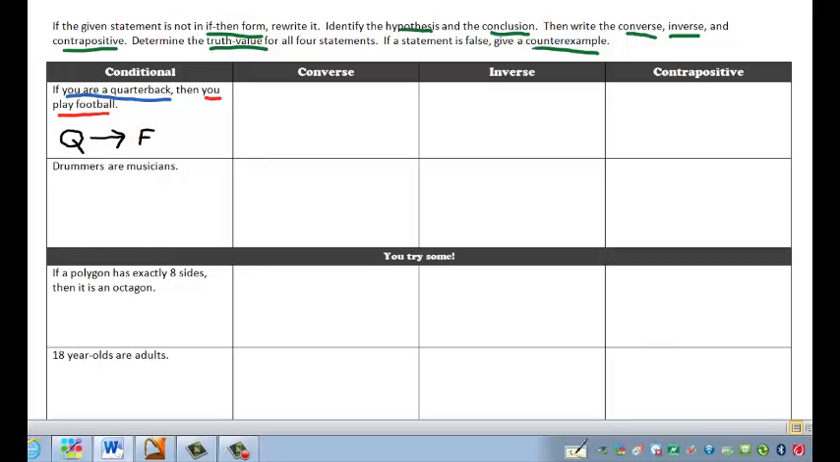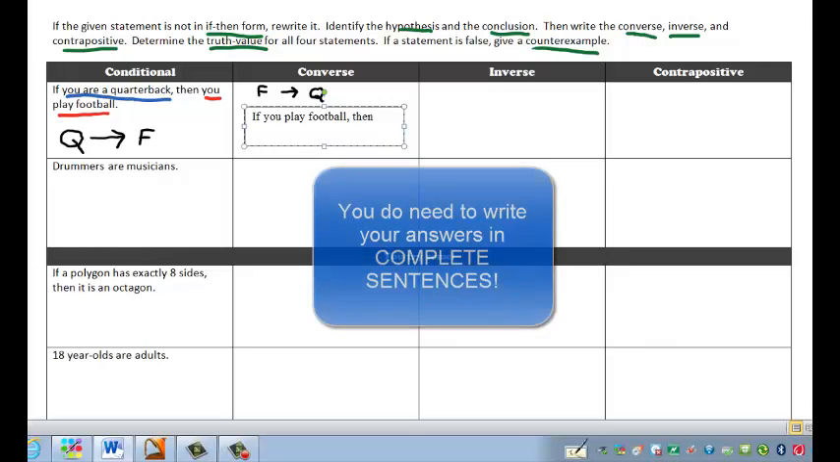Now, let's take that and write the converse. In the converse, we're switching things around. So we're going to want to write, if you play football, then you are a quarterback. So let's write that out. If you play football, then you are a quarterback.